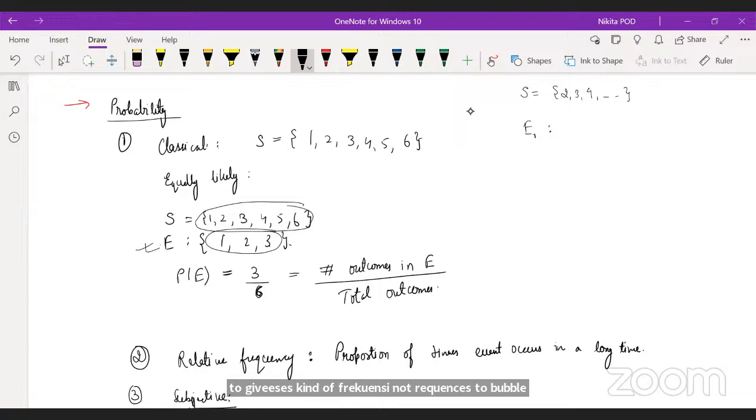What we're saying is the relative frequency approach to probability: the proportion of times an event occurs in a long time. The example we gave is the proportion of times head occurred in a large number of coin tosses. That will give us the probability of head.